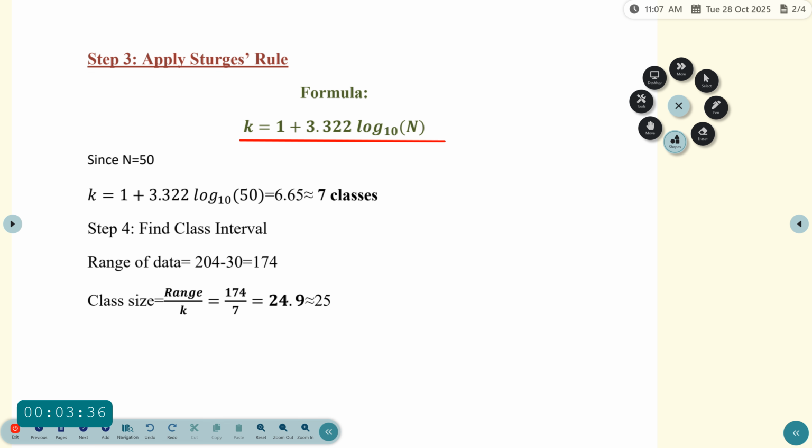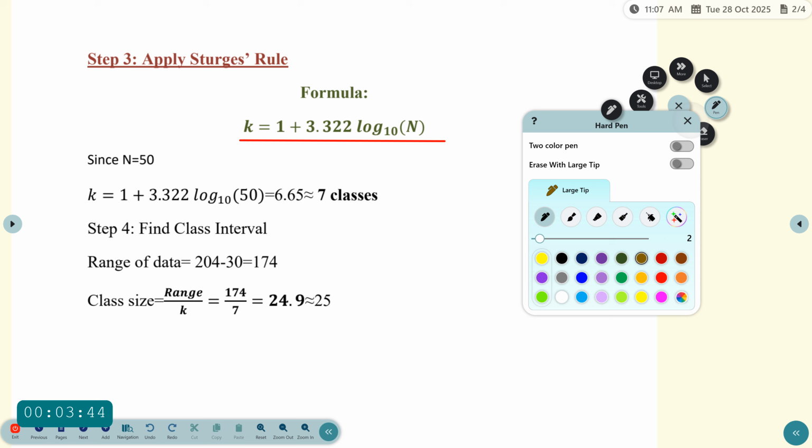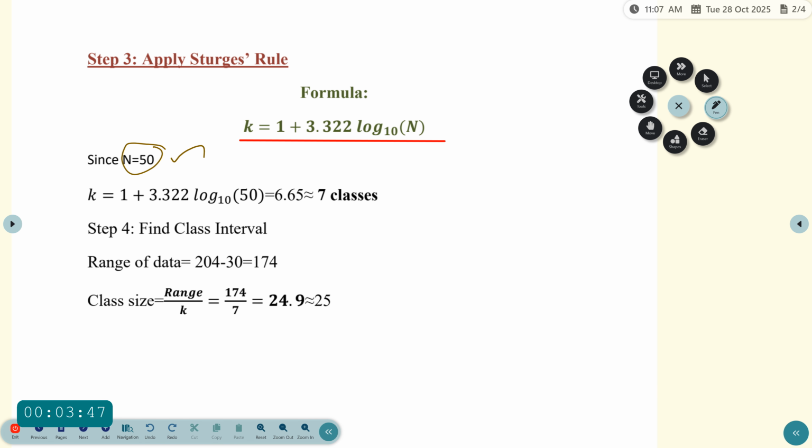Capital N is our number of observations. Here we have 50 observations, so n equals 50. Then substitute the n value in the K formula: K equals 1 plus 3.322 log 50 to the base 10. Calculating this expression using a calculator, we get 6.65, which is approximately 7 classes. So this is our step 3.